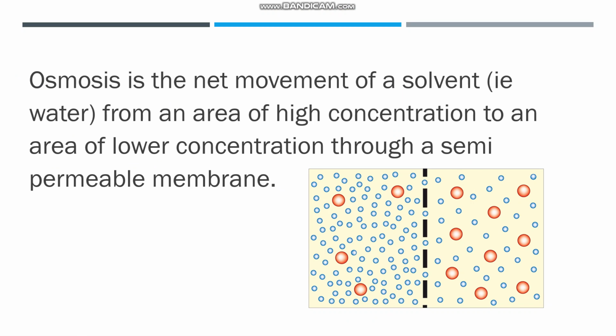So for those of you who don't know what a semi-permeable membrane is, it's basically a type of membrane that only lets certain substances go past. So in this picture you can see that only the water molecules can go past, but the gap between the cells isn't big enough for the red ones to go past.